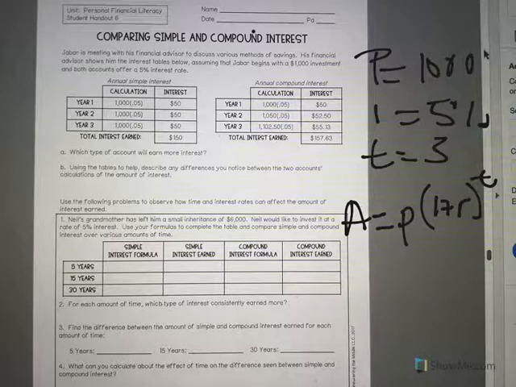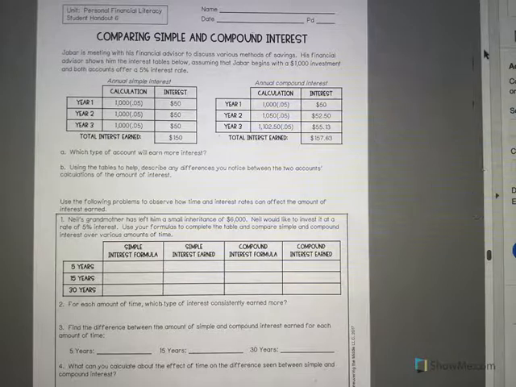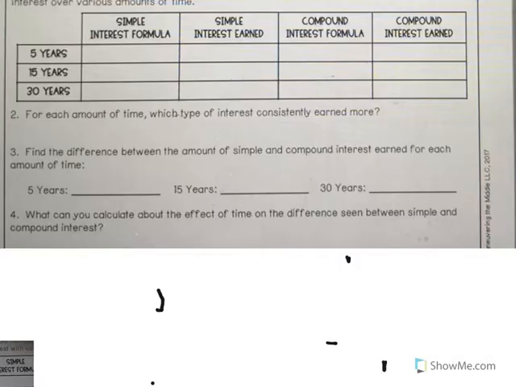So Neil's grandmother has left him a small inheritance of $6,000. Neil would like to invest it at a rate of 5% interest. Use your formula to complete the table and compare simple and compound interest over time. Okay, well let's do that. Okay, so let's take a look at this.